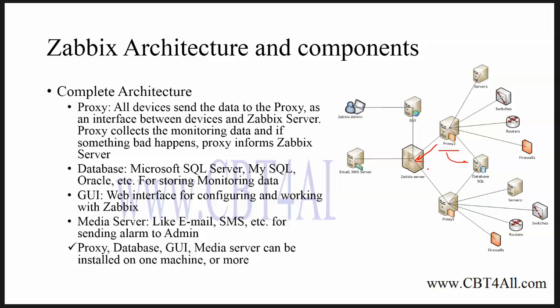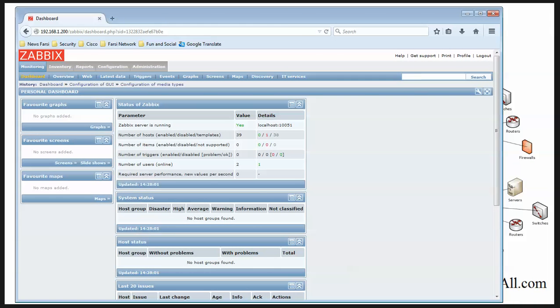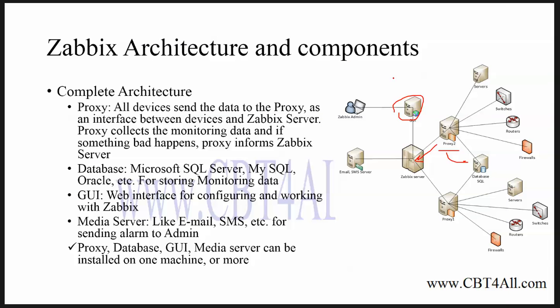You know that the Zabbix server is the core engine of Zabbix, and we have the GUI. I mean the web browser. For example, this is the GUI of Zabbix, the web browser, which helps you to configure Zabbix. And also we have a media server, email for sending email, SMS, or whatever it takes. So this is the complete architecture of Zabbix.